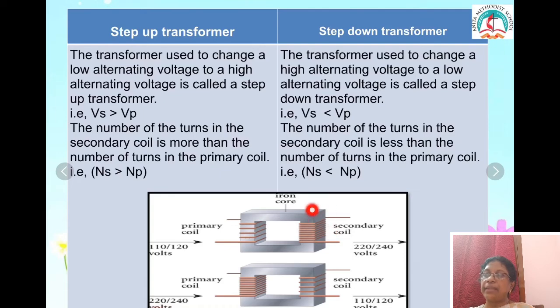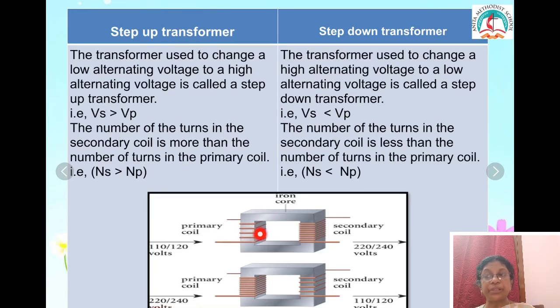That means on the secondary side, the voltage is more. On the primary side, the voltage is less. So low voltage from the primary side is increased to high voltage on the secondary side. On the secondary side, the voltage is high. On the primary side, the voltage is less.